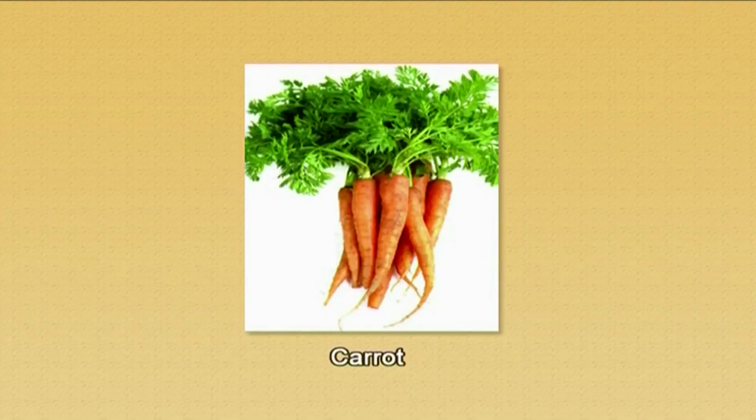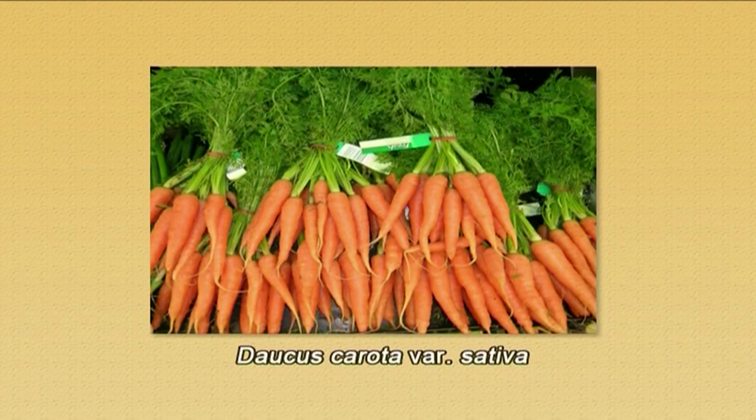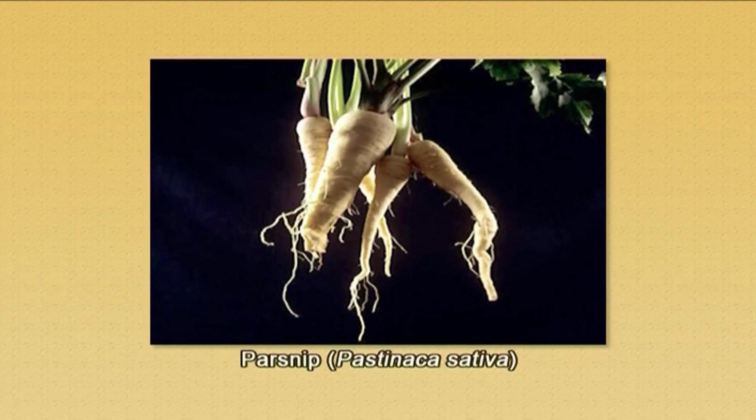Some of the species which belong to the family Apiaceae are used as food, such as the common carrot, whose scientific name is Daucus carota variety sativus, and even the parsnip, scientifically known as Pastinaca sativa. These two are used as root crops.